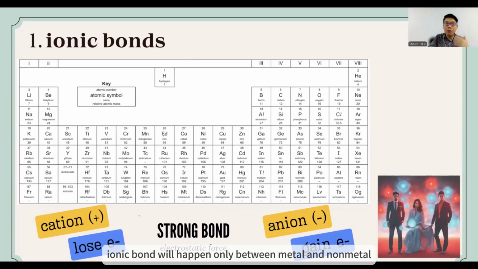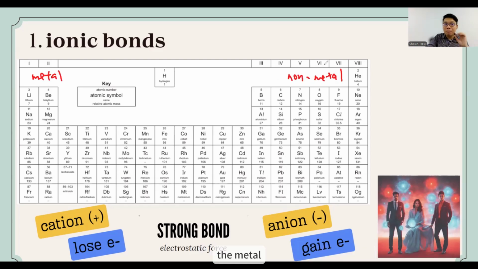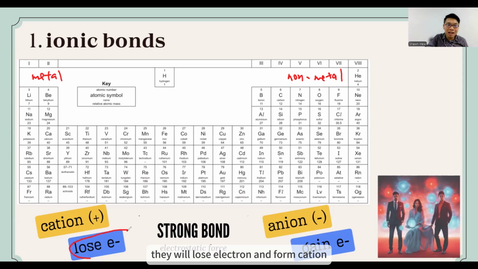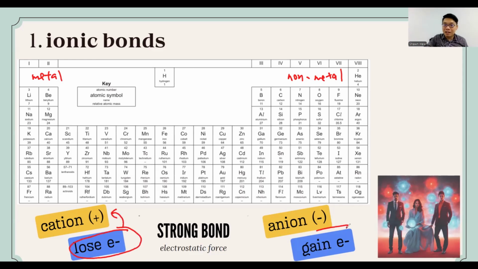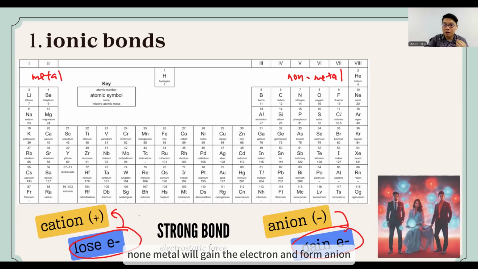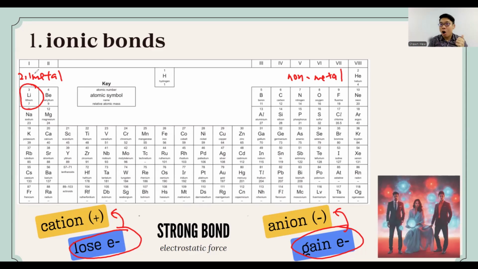Ionic bond will happen only between metal and non-metal. The metal will lose electron and form cation. Non-metal will gain the electron and form anion. You'll always need to know all atoms actually wish to become stable, octet or duplet.